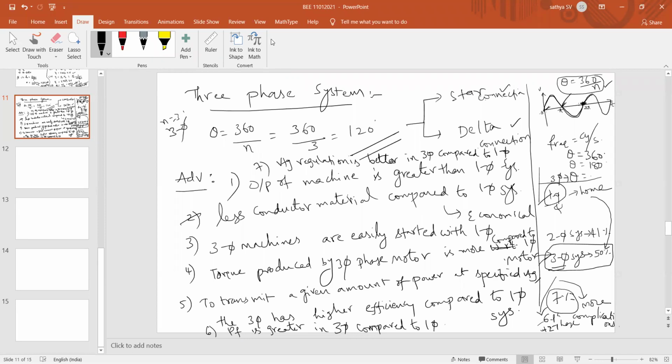Clear for all of you? Why we need the three phase system, why we are moving from single phase to three phase system, and what the differences are between single phase and three phase system. Shall we move on to waveforms?